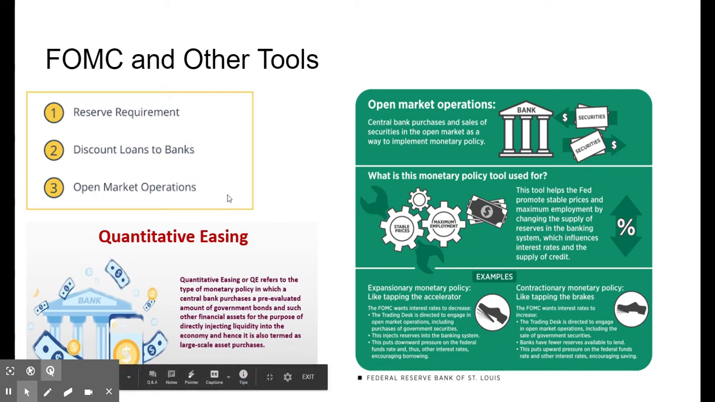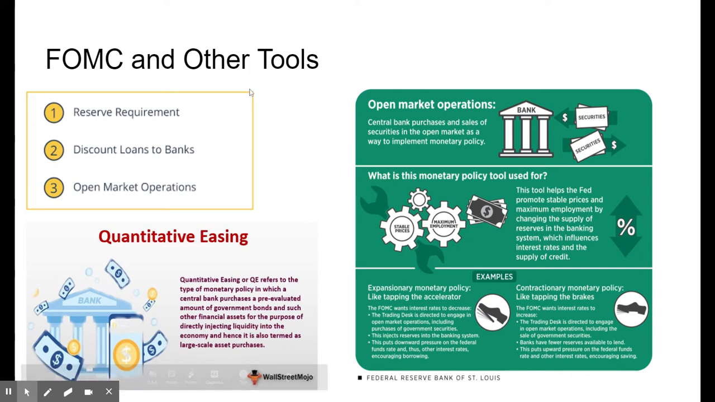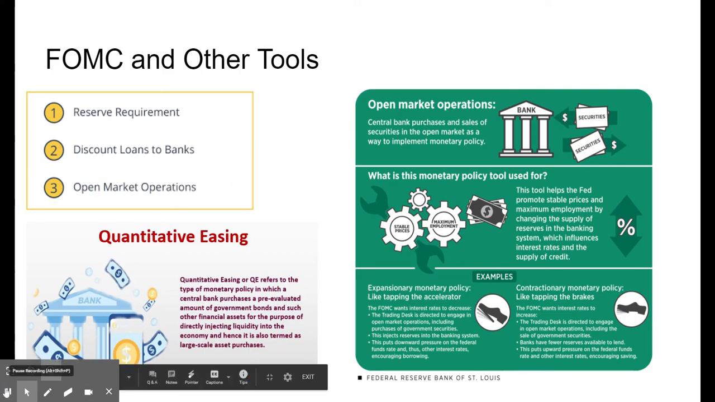So the discount loan to banks, reserve requirement, and open market operations are traditionally the tools that are used to influence monetary policy and the economy. Another one that's come up more recently over the last decade is quantitative easing, or QE. And it refers to the policy in which a central bank purchases a pre-evaluated amount of government bonds and other such financial assets for the purpose of directly injecting liquidity and cash into the economy. Hence, it is also termed as large-scale asset purchases.